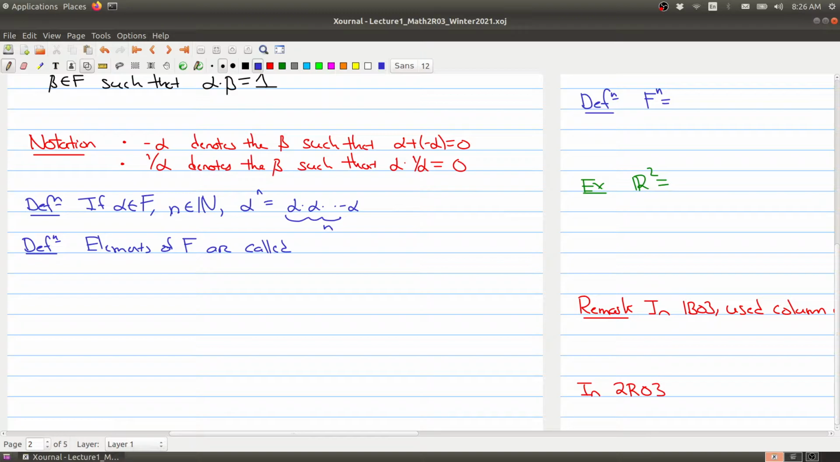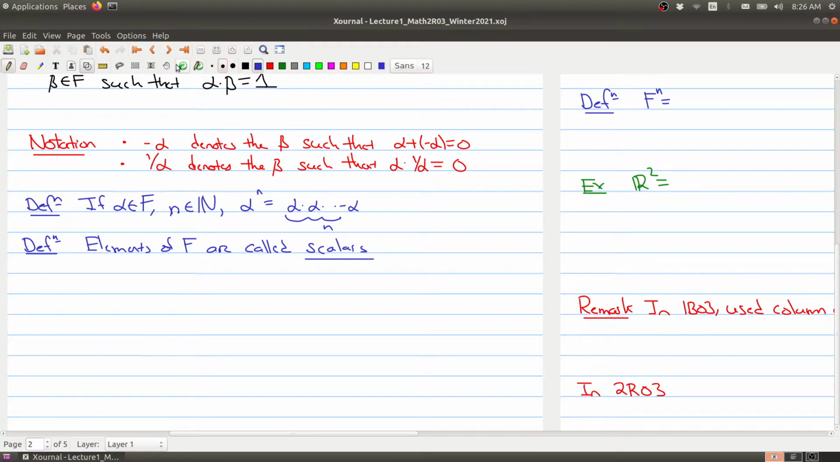And more importantly, throughout this book, elements of F are called scalars. So when I talk about a scalar, what I'm referring to is elements inside of F. So F could be the real numbers or the complex numbers. Either case will be true, but when I talk about a scalar, I'm talking about an element belonging to F.